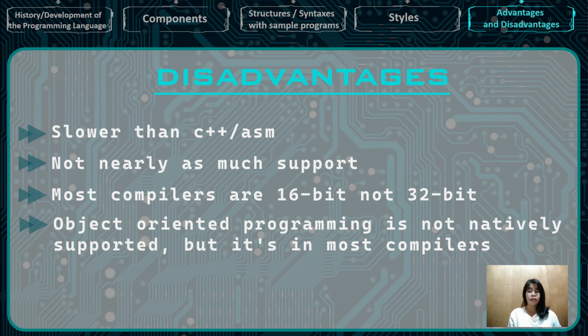Here are the disadvantages of Pascal. Number one, slower than C++ or ASM. Second, not nearly as much support. Third, most compilers are 16-bit, not 32-bit. Fourth, object-oriented programming is not natively supported, but it is in most compilers.